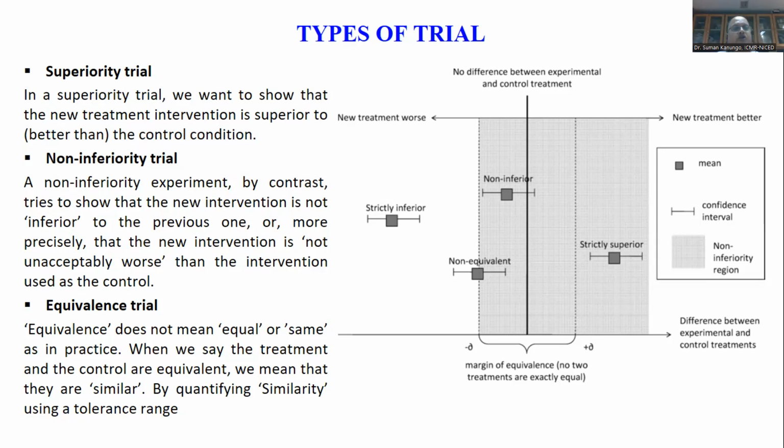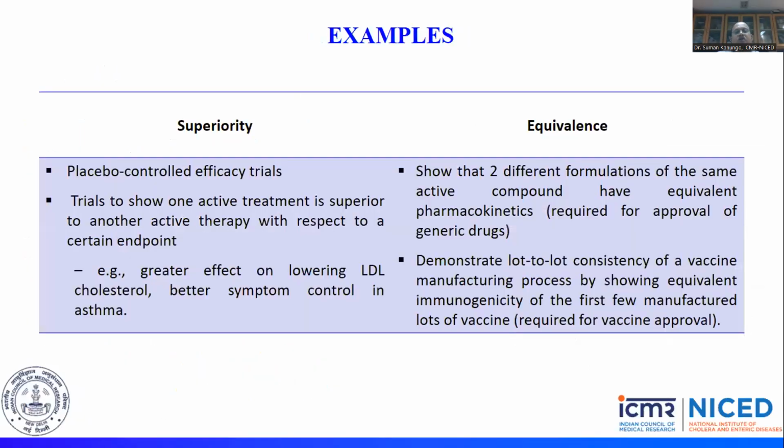Where do we use superiority, non-inferiority, and equivalence? Nowadays, we use non-inferiority trials because ethically we cannot use placebo right now. Example, superiority: placebo-controlled efficacy trials to show an active treatment is superior to another one, such as greater effect of lowering LDL cholesterol, or better symptom control in asthma. So we use a drug, and what is available is better. Equivalence shows two different formulations of the same active compound have equivalent pharmacokinetics, required for approval of a generic drug.